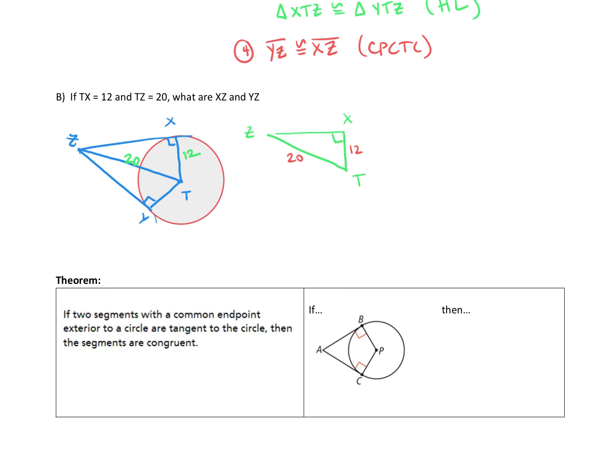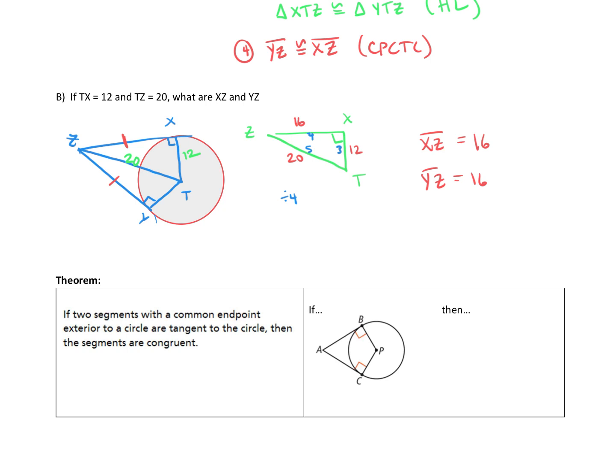Or do we have a triple? 12 and 20 can both be divided by 4. That gives us a 3, gives us a 5, which makes this side a 4. We have a 3, 4, 5. Because we divided by 4, let's multiply that back up, and we know that XZ is 16. Well, because we have two tangents sharing an endpoint, we also just learned that XZ and YZ will be congruent, so YZ is also 16.